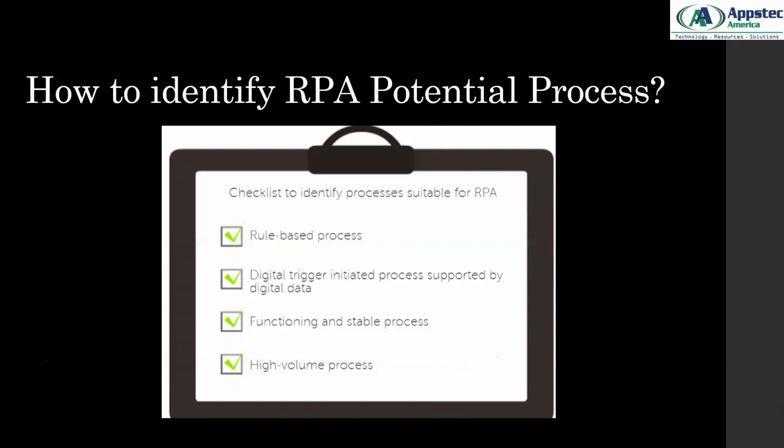So that means anything where my process has the data triggered digitally, I have a chance of automating it. That's the thumb rule 2. Now the thumb rule 3 is functioning and stable process.